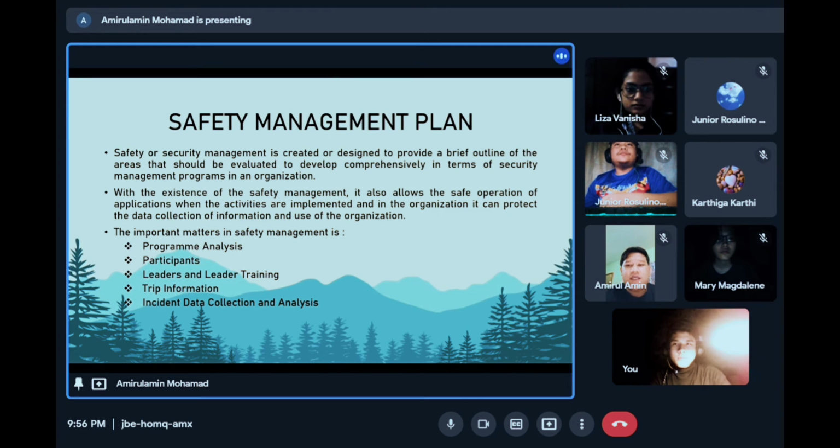Safety management is created or designed to provide a brief outline of the areas that should be evaluated to develop comprehensive security management in an organization. Safety management also allows the safe operation of applications when the activities are implemented, and in the organization, it can protect the data collection of information and use of the organization.